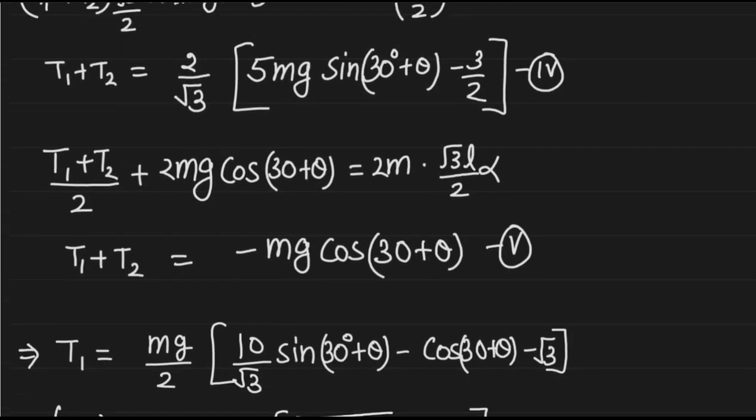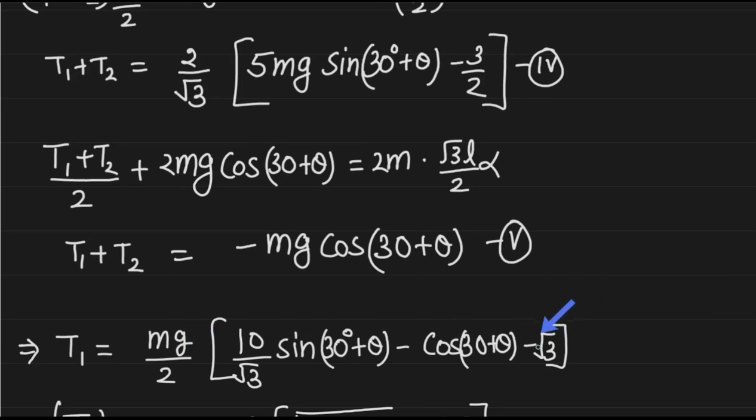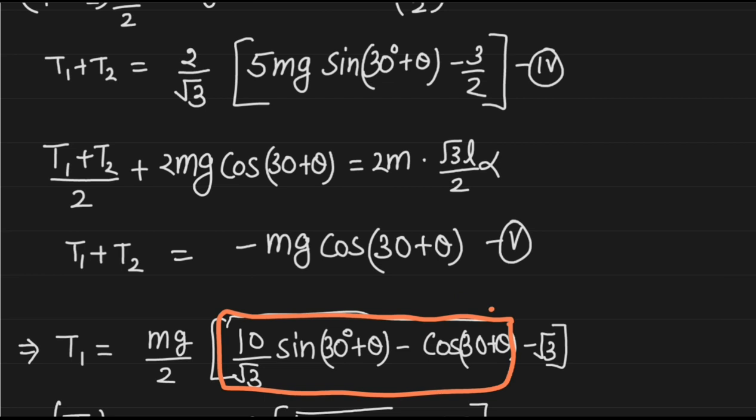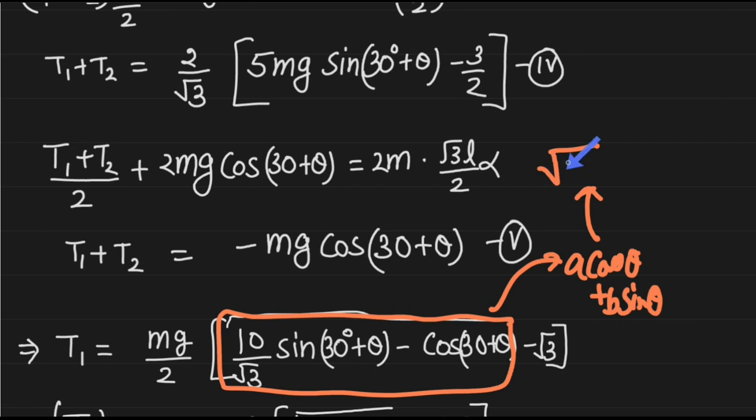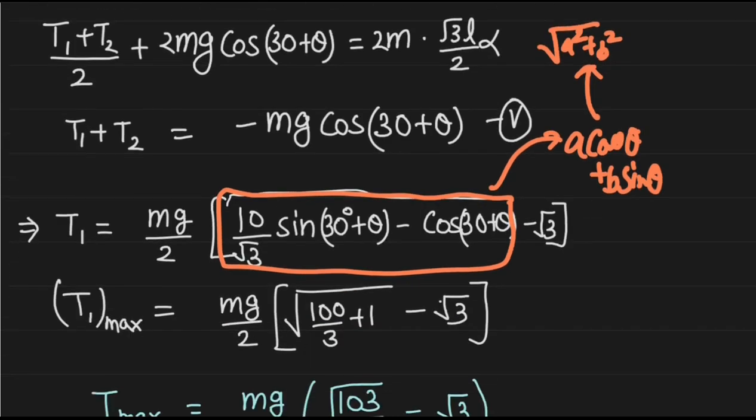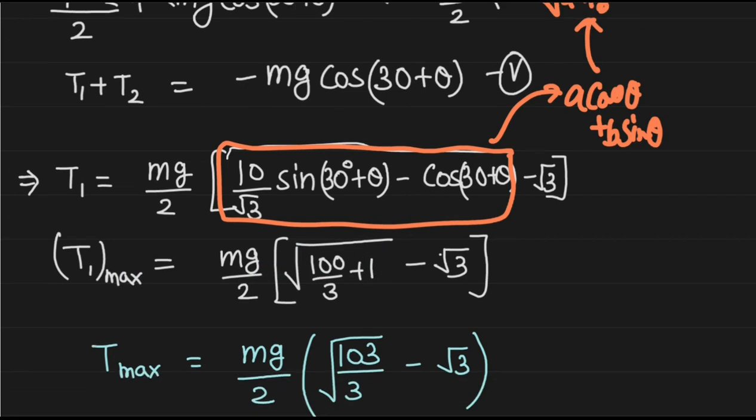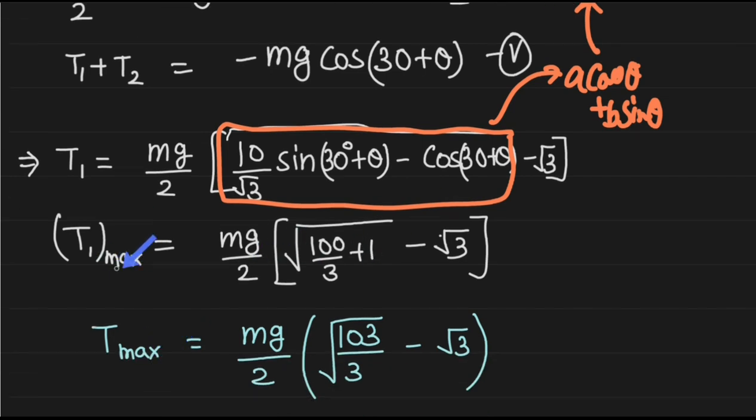So if we just see this equation, here this part is constant, this part is constant, and this part is only changing, right? And if you see here, this is nothing but in form of A cos theta plus B sin theta, where theta is some variable angle. Instead of theta, we are having 30 plus theta, right? So you know that maximum value of this function is nothing but equal to root of A square plus B square. So of course, the value of T1 max will be equal to this much, and upon simplifying, this T1 max will be the tension max in both the strings. So the answer is this much.